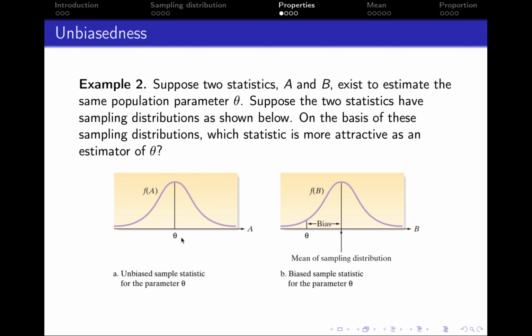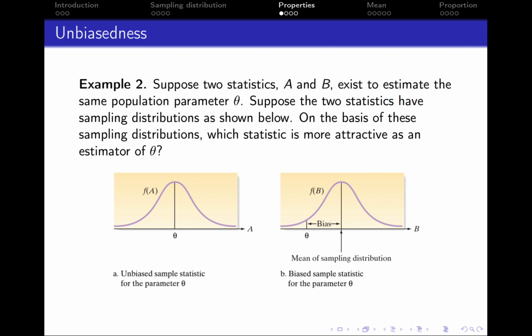In this video, I would like to discuss two properties of sampling distribution. To understand the first property better, let's have a look at the example. Suppose two statistics, A and B, exist to estimate the same population parameter theta. So we've got two sample statistics A and B, and both of them estimate some population parameter theta.